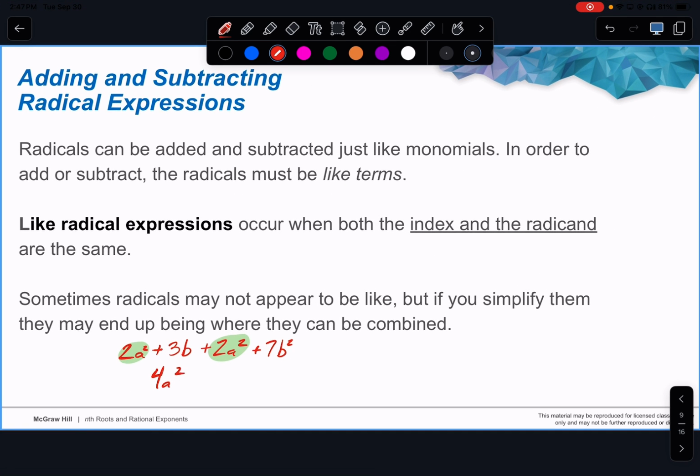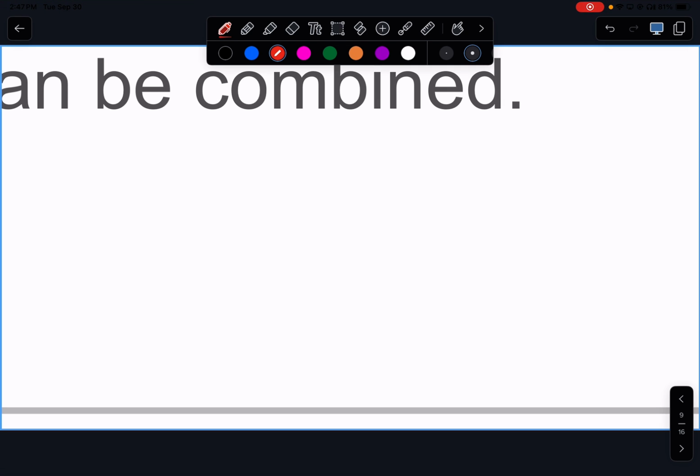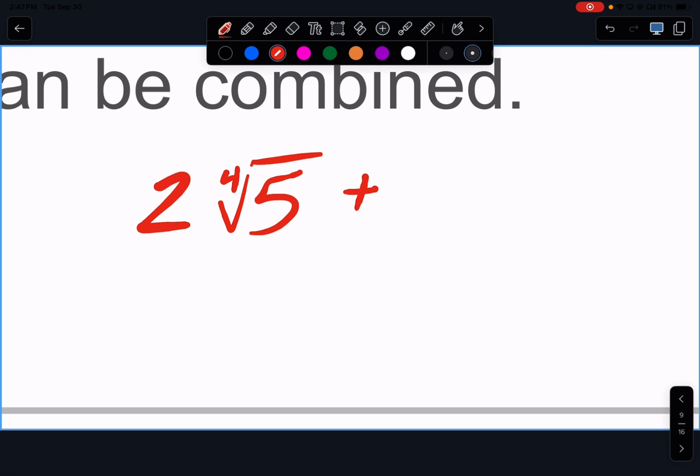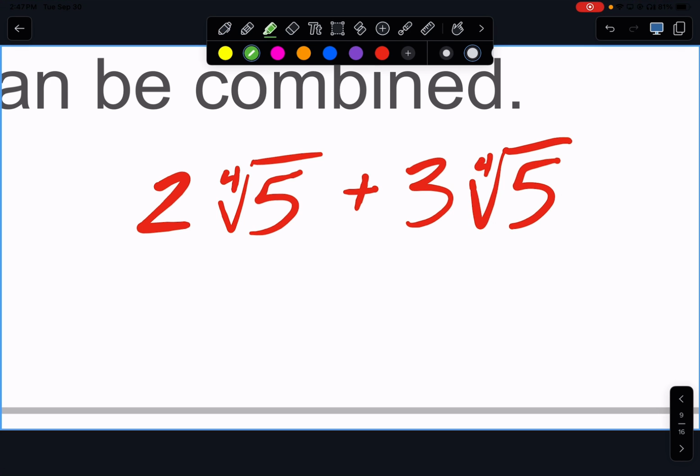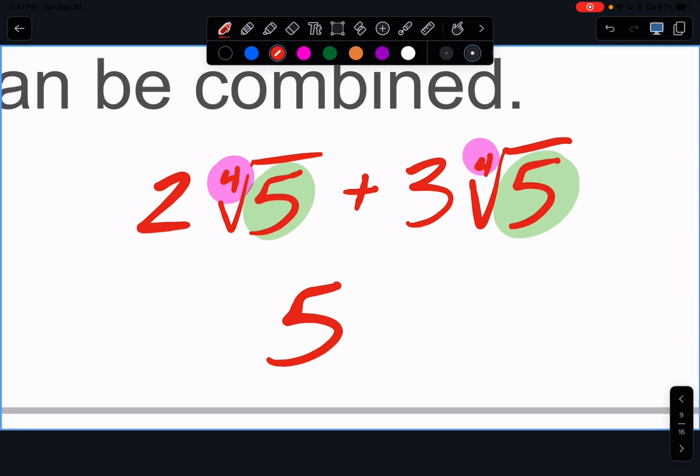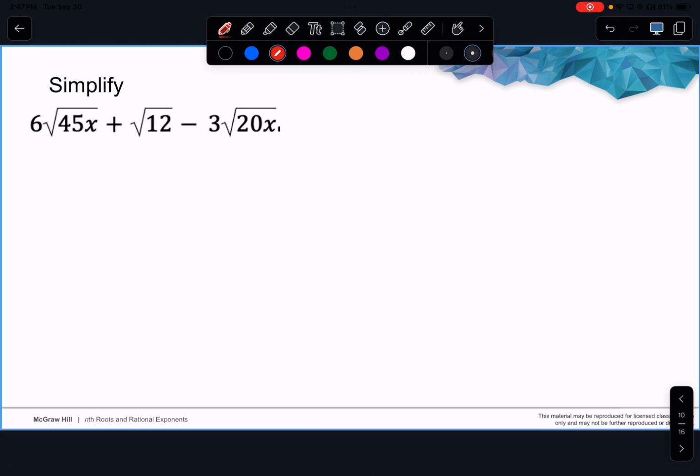Okay, so if I have, just for another example problem, 2 times the 4th root of 5 plus 3 times the 4th root of 5. Do we have the same radicand? Yep. Do we have the same index? Yep. So I can add these together. Okay, so 2 plus 3 is 5. So if I added this together, it would be 5 times the 4th root of 5. Okay, so now go into our next problem.